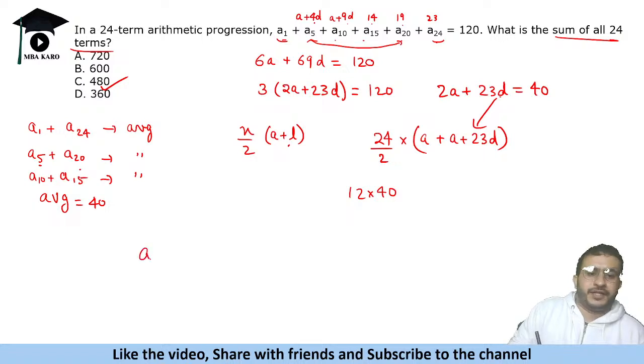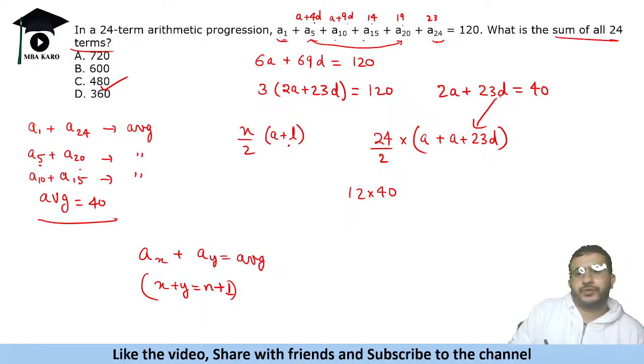So if you have an plus, let us say this is ax plus ay. If x plus y is equal to n plus 1, then that is an average of the AP. So average of the AP is 40. Okay, and we have taken 3 pairs. So one pair, so we will get 12 pairs.